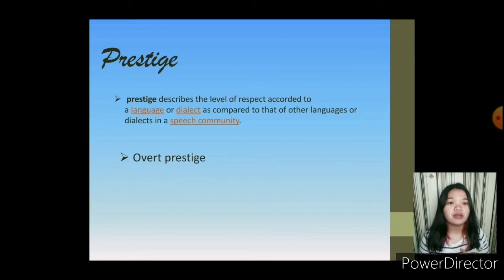There are two types of prestige: overt prestige and covert prestige. What is overt prestige? Generally, overt prestige is recognized as better valued in the community, while covert prestige has positive but hidden value, as much among the larger community.